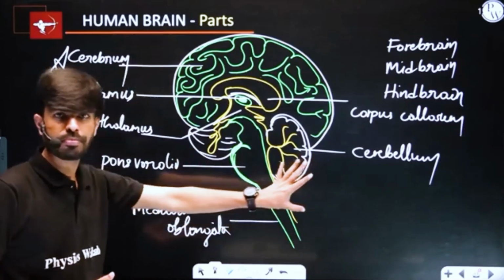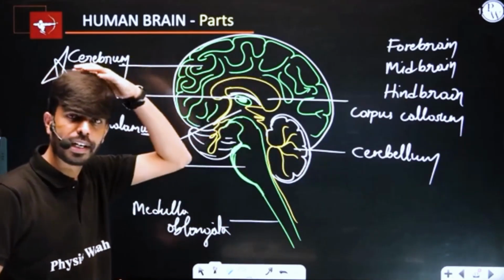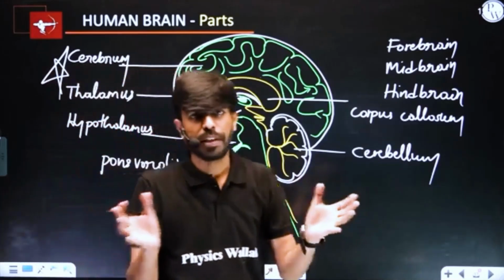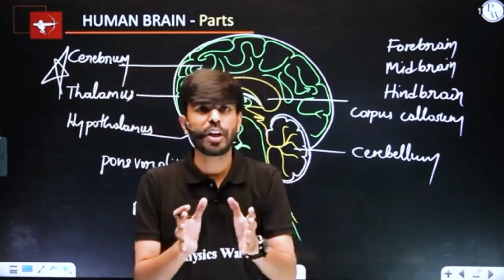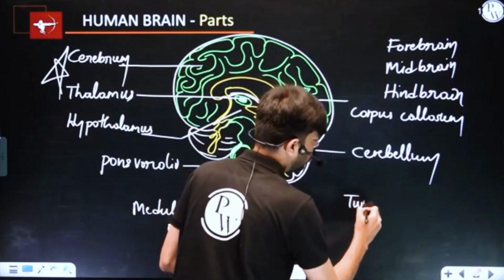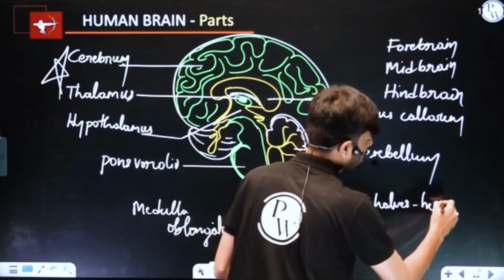You can observe, okay, the brain is present and located in the head region, and the brain has two halves. Okay, the brain has two halves. Those two halves are called hemispheres. Two halves of the brain are called hemispheres.